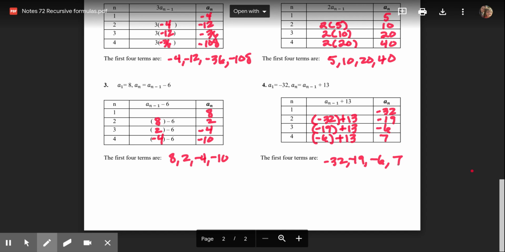Pretty easy, actually, after you get the swing of it. But like I say, looking at it at first, it looks pretty confusing. All right, hope that was okay.